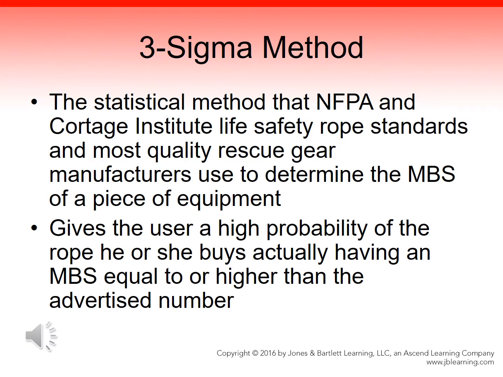3 Sigma method, the statistical method that NFPA and Cordage Institute, life safety rope standards, and most quality rescue gear manufacturers use to determine the minimum breaking strength of a piece of equipment. This gives the user a high probability of the rope he or she buys actually having a minimum breaking strength equal to or higher than the advertised number. This is found to be 99.87% accurate.